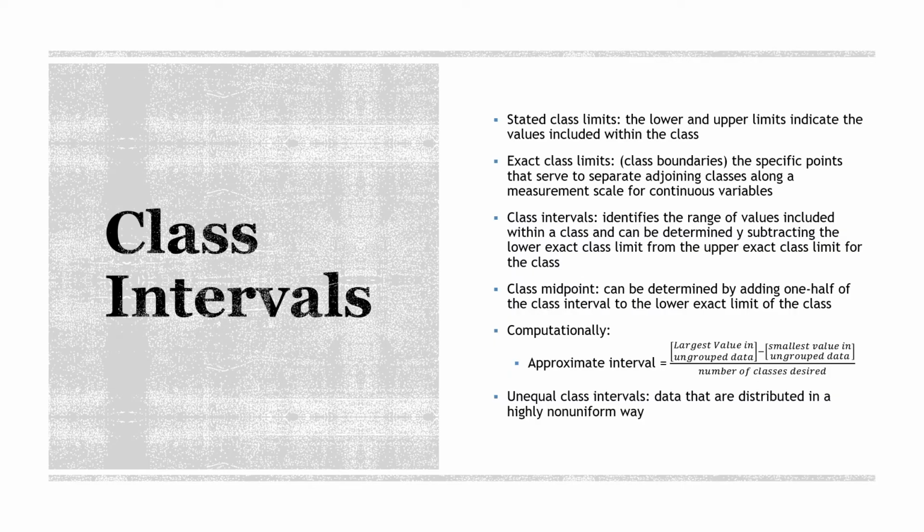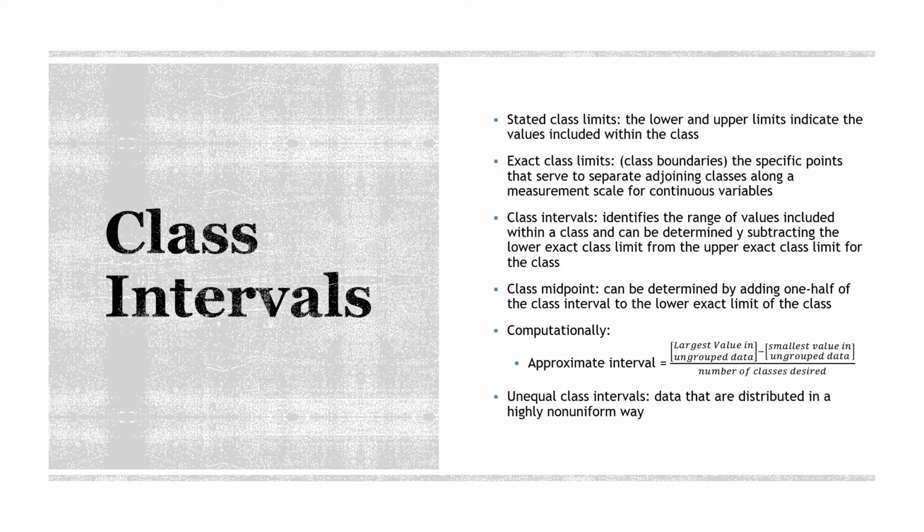Now let's talk about class intervals. Stated class limits: the lower and upper limits indicate the values included within the class. Exact class limits, which are the class boundaries, are the specific points that serve to separate adjoining classes along a measurement scale for continuous variables. Class intervals identify the range of values included within a class and can be determined by subtracting the lower exact class limit from the upper exact class limit for the class. Class midpoint can be determined by adding 1/2 of the class interval to the lower exact limit of the class.